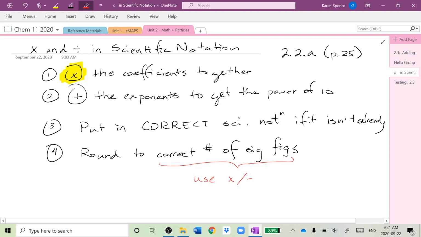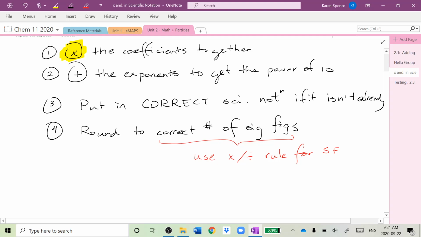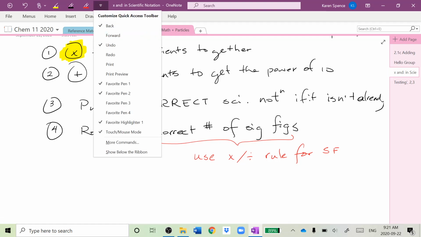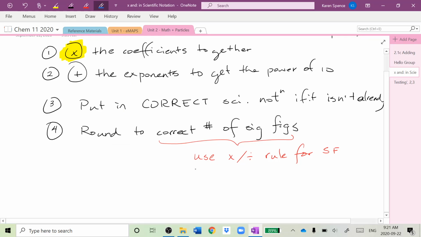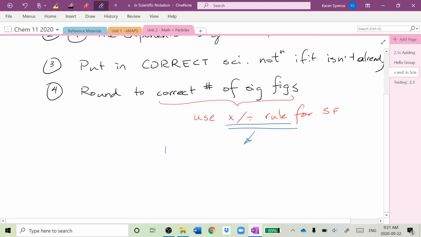So the multiplication and division rule for sig figs. Can you remember what that rule is? Pause the video for a moment and ask yourself, can you remember what the rule is for multiplying and dividing with sig figs? Hopefully you remembered. You are going to round to the least number of sig figs in the calculation.